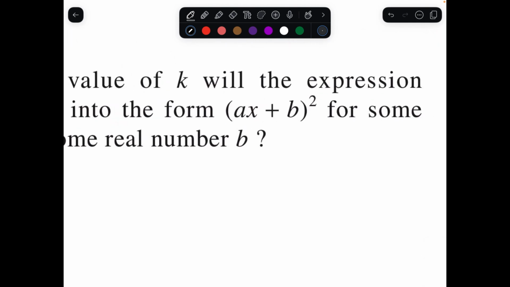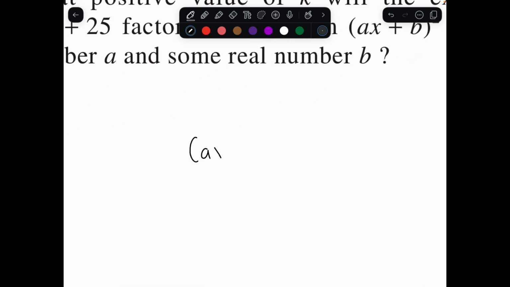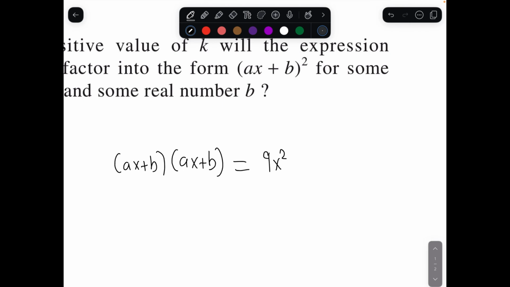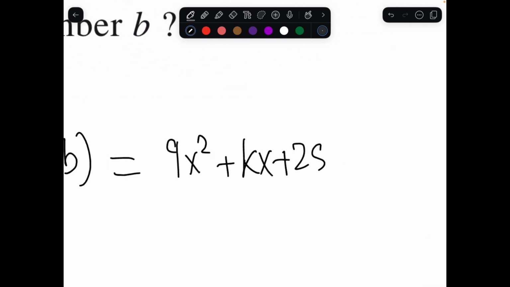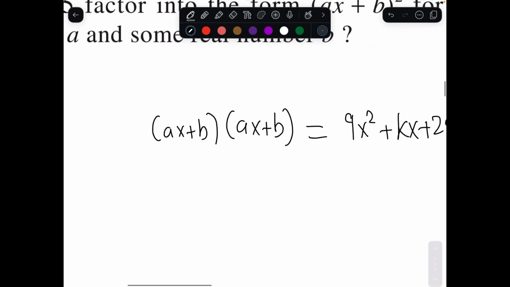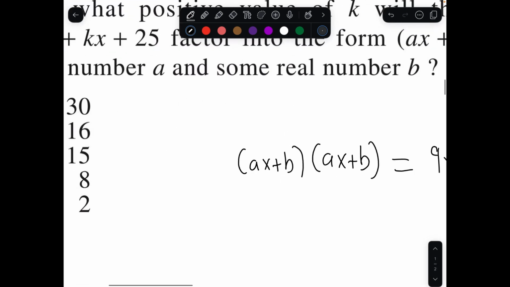You can rewrite this as ax plus b times ax plus b, as this is just the same thing as ax plus b squared. And you set that equal to 9x squared plus kx plus 25, because that's what you want it to factor to. You want 9x squared plus kx plus 25 to factor into ax plus b times ax plus b.